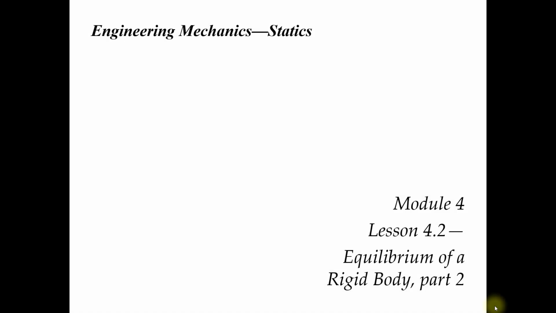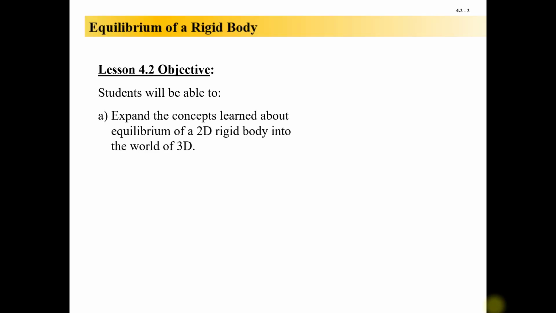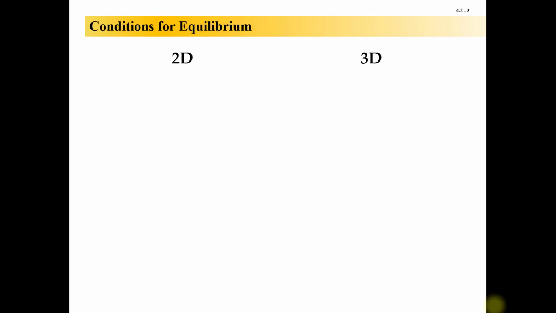All right, welcome to Module 4, Lesson 4.2, Equilibrium of a Rigid Body, Part 2. For the objective today, we're going to expand the concepts learned about the equilibrium of a 2D rigid body into the world of 3D. Basically, it's all the same. You just have to then expand it into that third dimension. You've got the tools that you need.